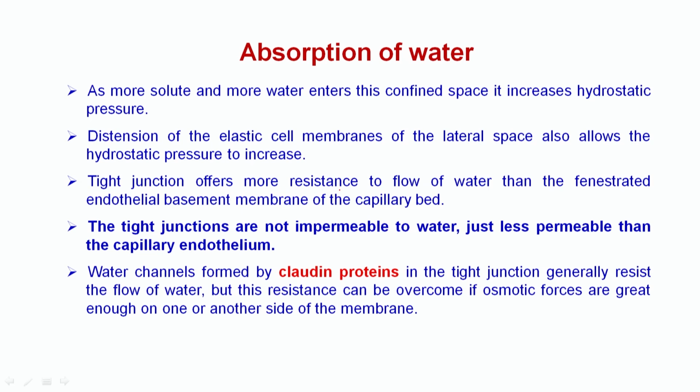Tight junctions offer more resistance to the flow of water than the fenestrated endothelial basement membrane of the capillary bed. The tight junctions are not impermeable to water, just less permeable than the capillary endothelium. Water channels formed by claudin proteins in the tight junctions generally resist the flow of water, but this resistance can be overcome if osmotic forces are great enough on one or the other side of the membrane.